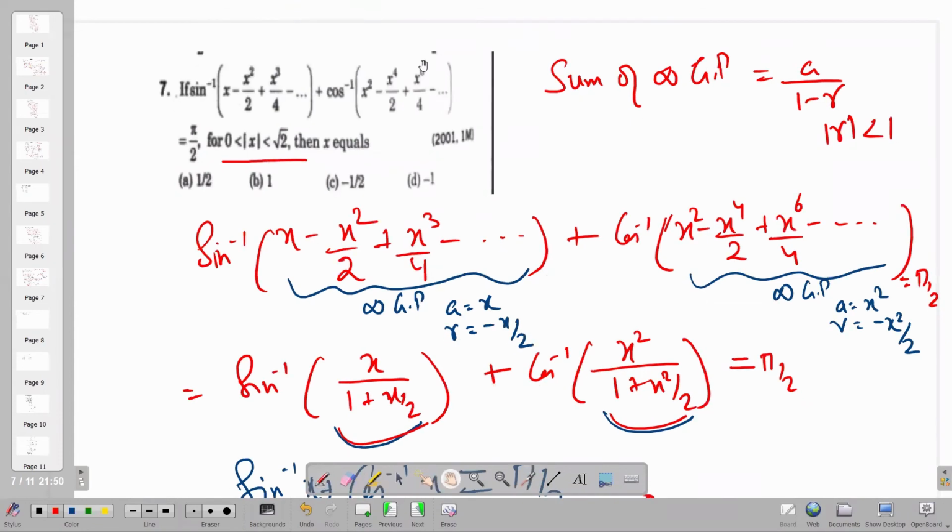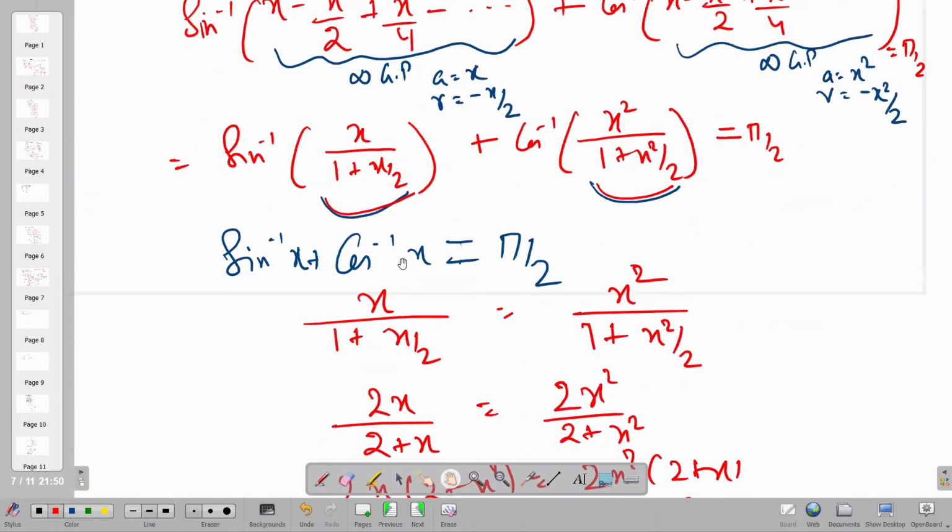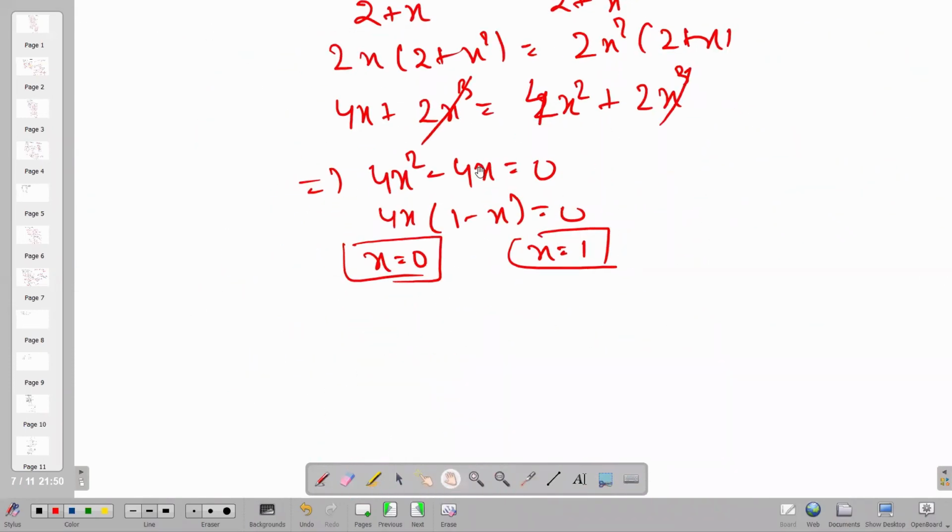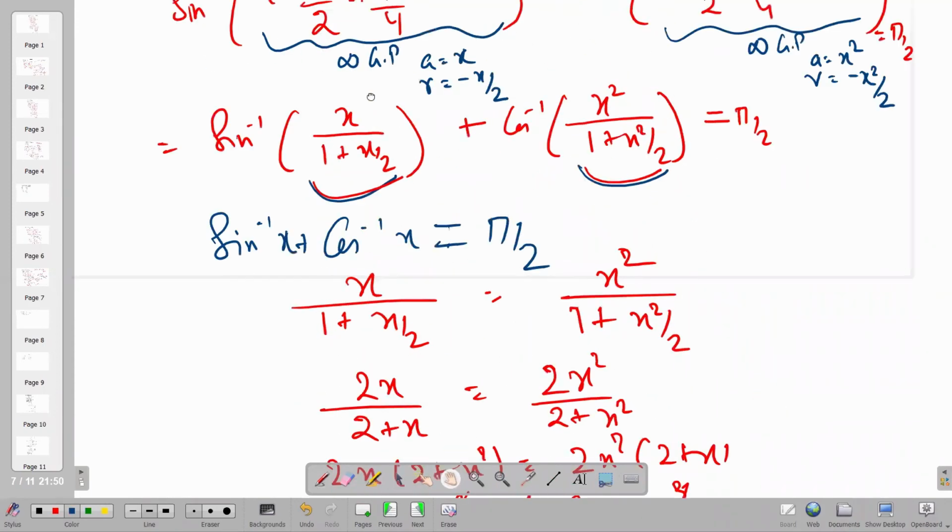So that means this is the given condition. So we cannot take x equal to 0 here. So my desired answer is x equal to 1, and my correct option is option B.